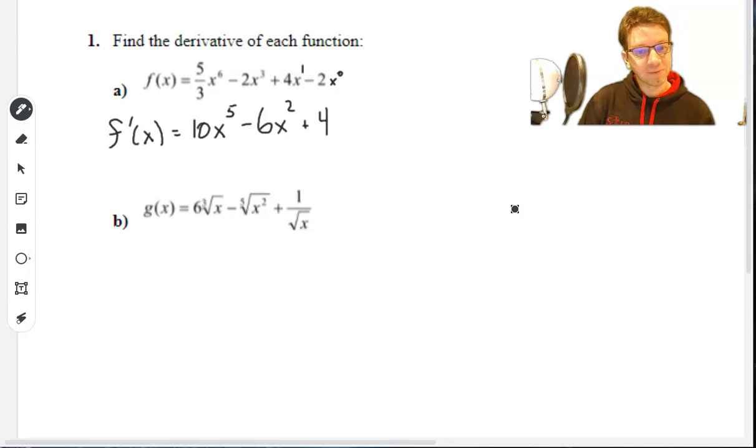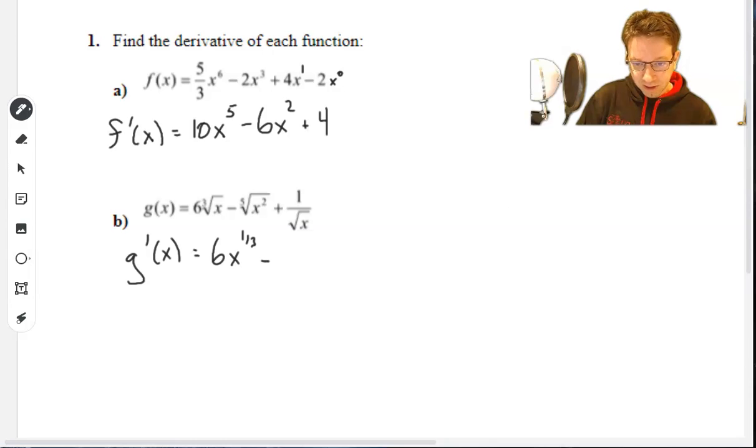We're done. Okay. Now this one, it's probably easiest to first write all those radicals as exponents. So we can write 6x to the power of 1/3 minus x to the power of 2/5 plus x to the power of -1/2. Okay, so now you can apply the power rule in each situation. And we have, oh sorry, that's not g prime of x, that's just g of x.